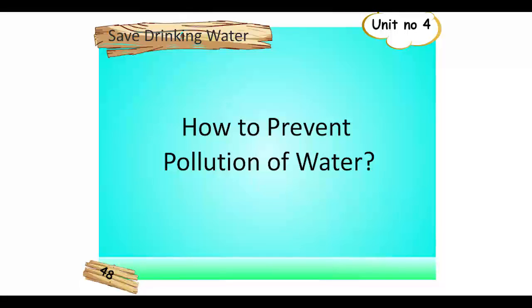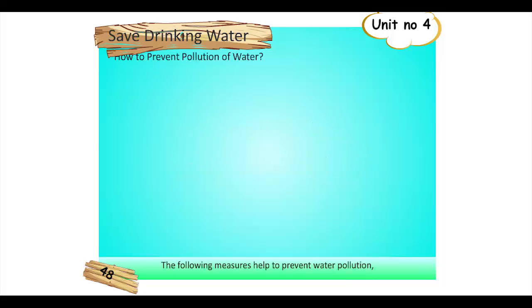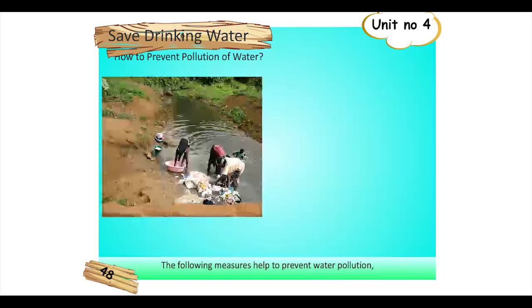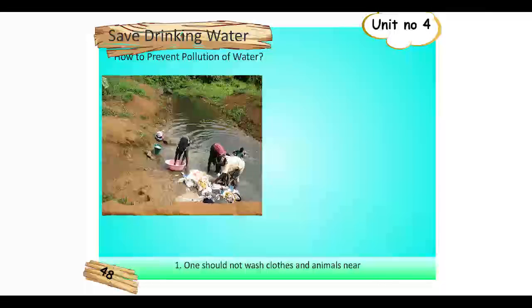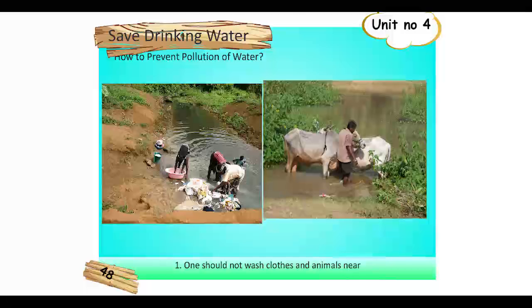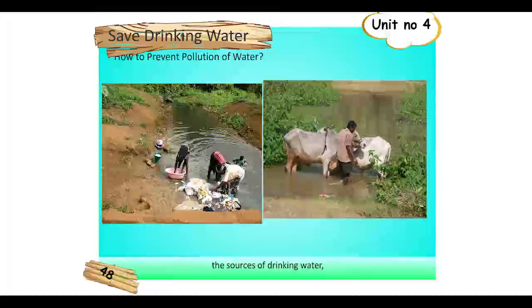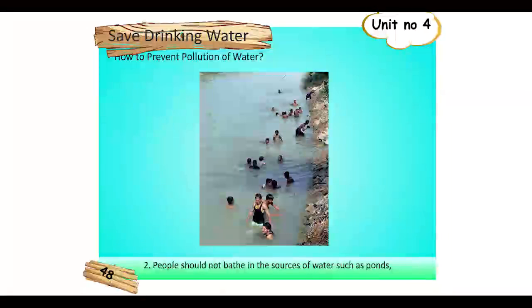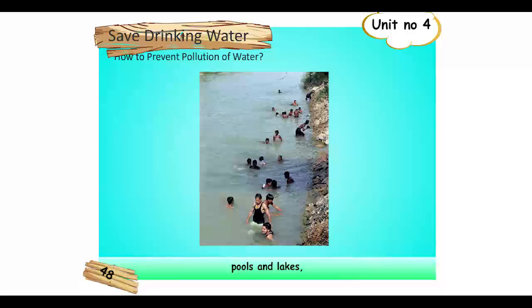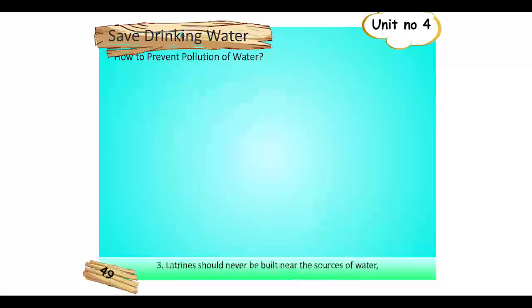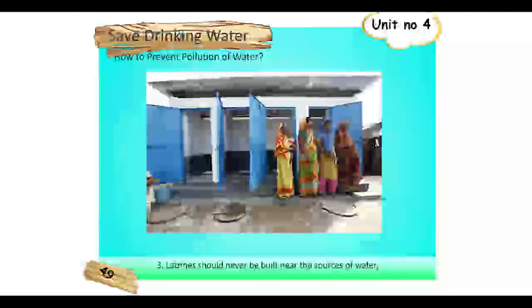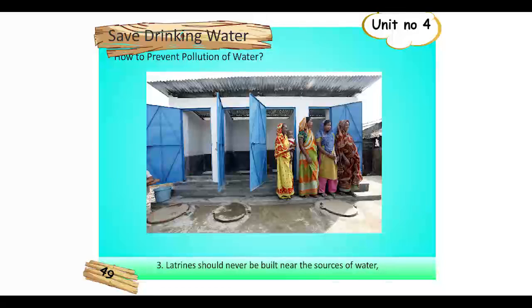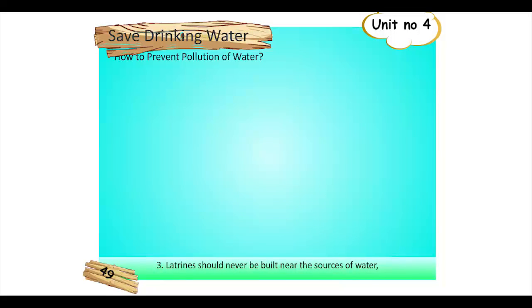How to prevent pollution of water? The following measures help to prevent water pollution. 1. One should not wash clothes and animals near the sources of drinking water. 2. People should not bathe in the sources of water such as ponds, pools and lakes. 3. Latrines should never be built near the sources of water.